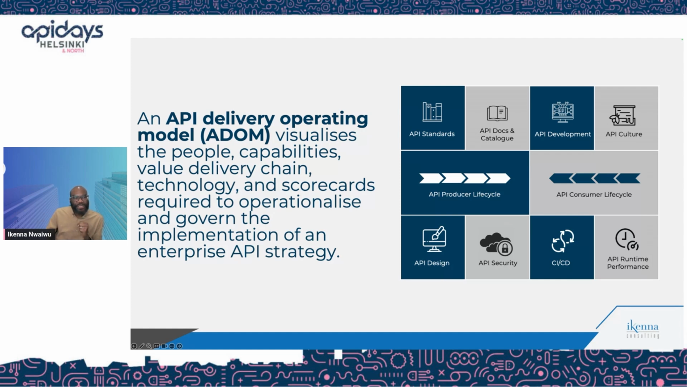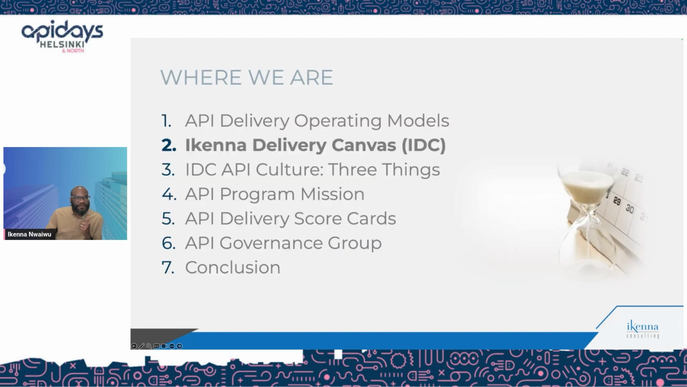So that is what an API delivery operating model, or ADOM, is. And so this is where we are in this talk. I've started by introducing an API delivery operating model and talking about an API platform. Now I'm going to talk about a way of doing that visualization called the Ikenna Delivery Canvas, or IDC. This is something I developed and use in my practice. So let me talk about how this works.